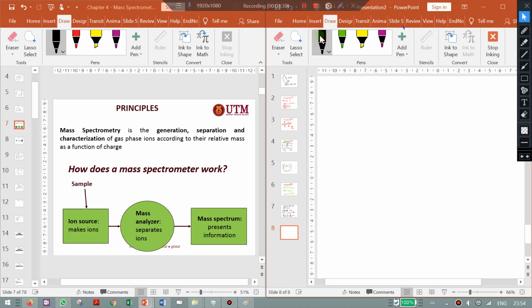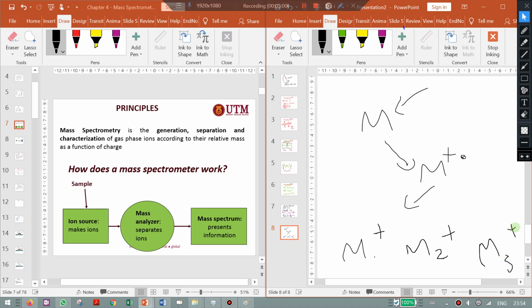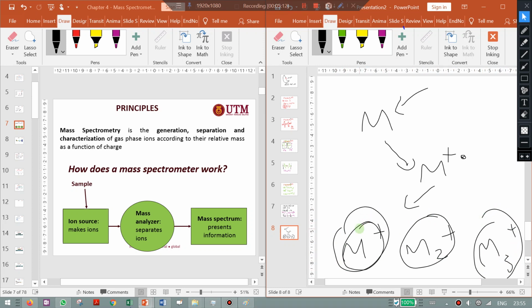Okay, you have your molecule over here, you generate a molecular ion and a radical ion. From here it will become, for example, M1 plus, M2 plus, M3 plus, many fragment ions, or you have the molecular ion. So you have your molecular ion, which we call the parent ion, and your fragment ions, or child ions.